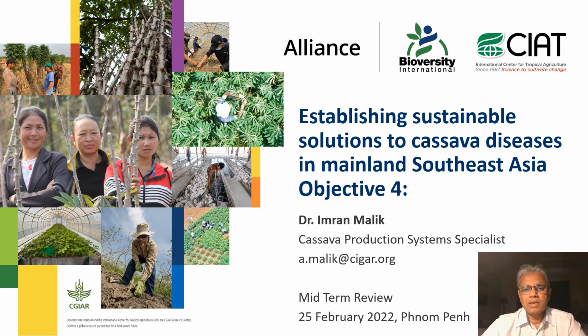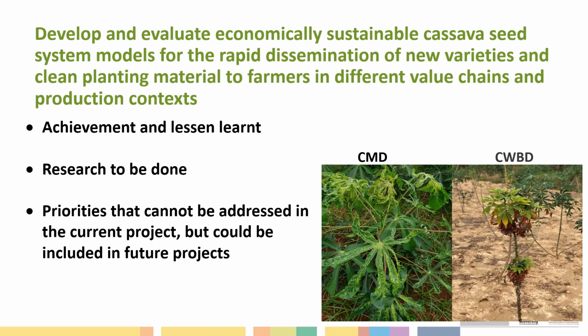I'm going to present objective 4 of the project, establishing sustainable solutions to cassava diseases in mainland Southeast Asia. Objective 4 focuses on developing and evaluating economically sustainable cassava seed system models for the rapid dissemination of new varieties and clean planting material to farmers in different value chains and production contexts.